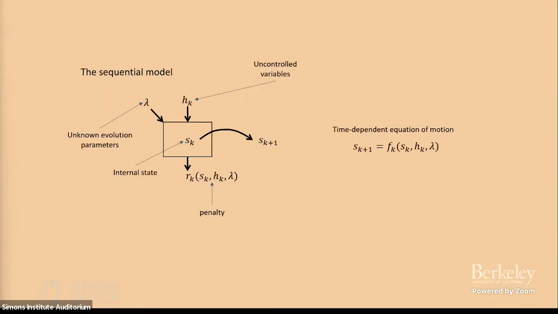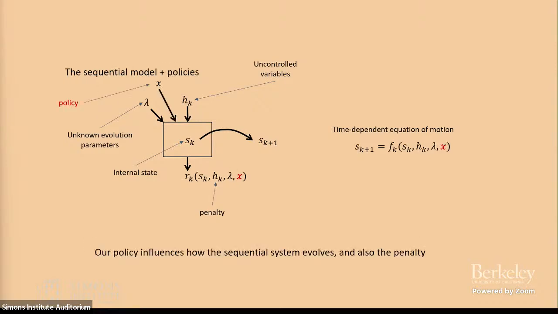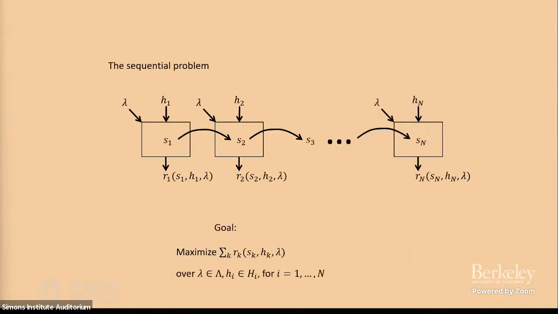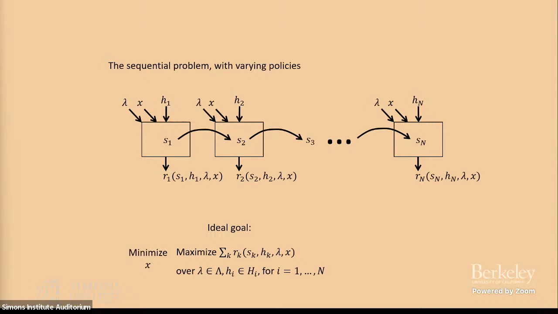Now, the next step is to complicate the problem. So suppose that we take the sequential model and then we add a policy. A policy essentially is something that you can control, okay? That is going to affect both the penalty and also the equation of motion. And remember, the goal of the sequential problem is to maximize the total penalty to get to the worst case scenario, which is the worst penalty that you can get. The sequential problem with varying policies, the goal is to minimize over the set of policies the maximum penalty that you're going to get.